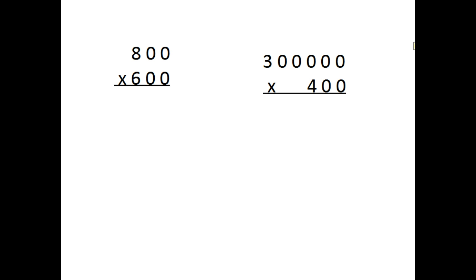800 times 600. I have lots of zeros. I want to get rid of all of them. 1, 2, 3, 4 zeros. Put down all 4 of my zeros. I'm left with 6 times 8, which is 48. Count over 3 spots for my comma. 480,000.